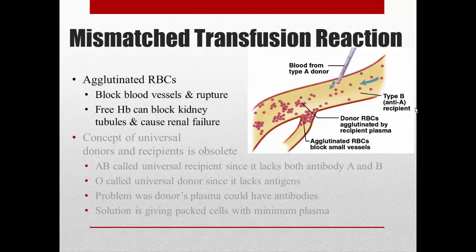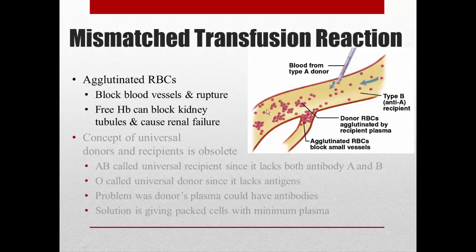Well, agglutinated red blood cells could end up blocking blood vessels and rupture, and then the free hemoglobin can interfere with the kidney function and could cause kidney failure. So obviously that would be really bad. So we don't want to mismatch blood. So here's a picture showing this process.